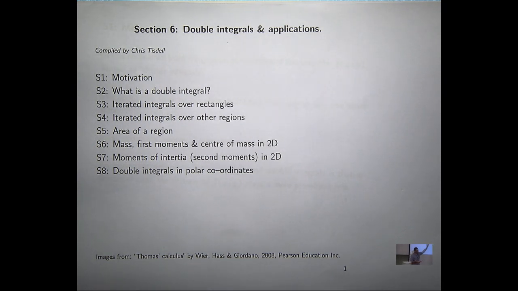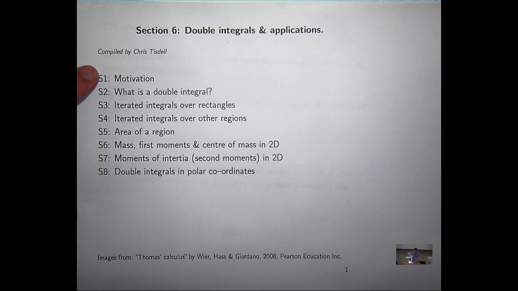Anybody seen double integrals before? Anyone? Where have you seen them? What about you? Oh, in this course, okay. Okay, stats, all right, good. So some of you are familiar with them. If you don't know anything about them, don't worry. I plan to cover the first three subtopics today, and then later on we'll move on to the other ones.